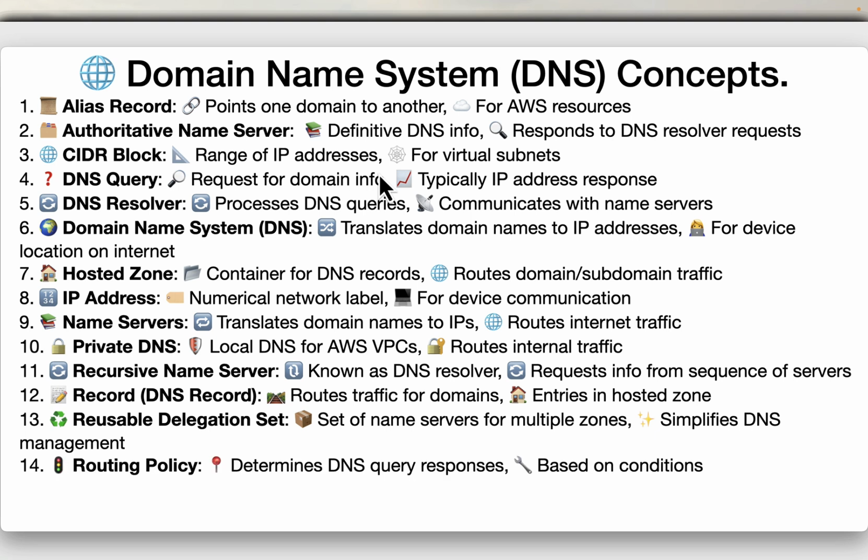14th, routing policy, the method by which Route 53 determines how to respond to DNS queries based on various conditions. 15th, subdomain, a domain that is part of a larger domain. For example, store.example.com is a subdomain of example.com.